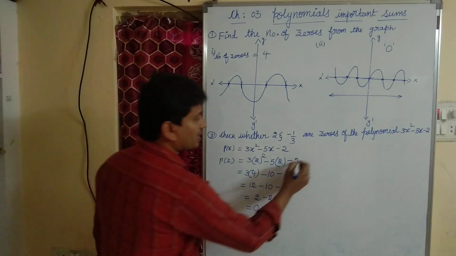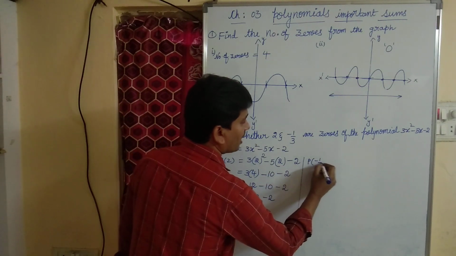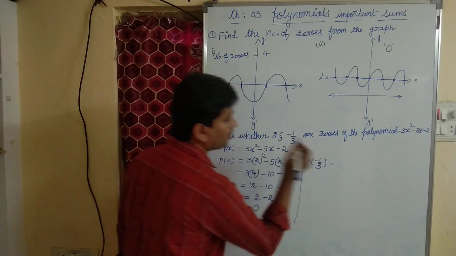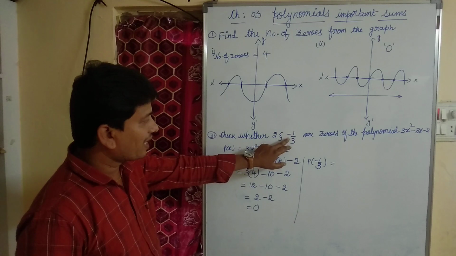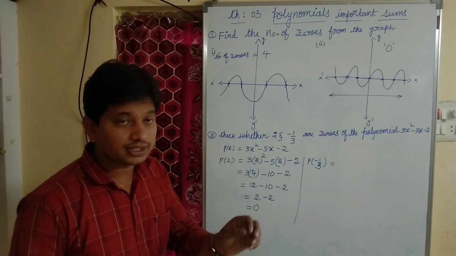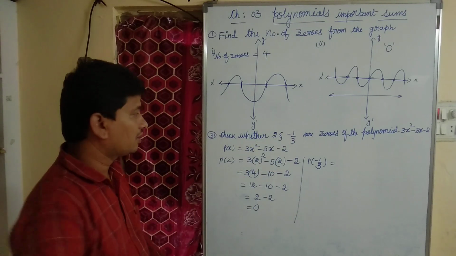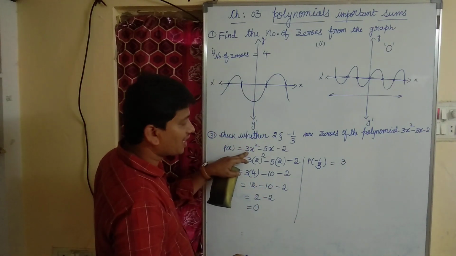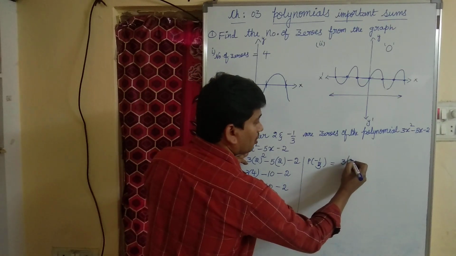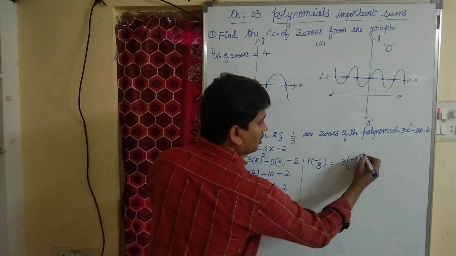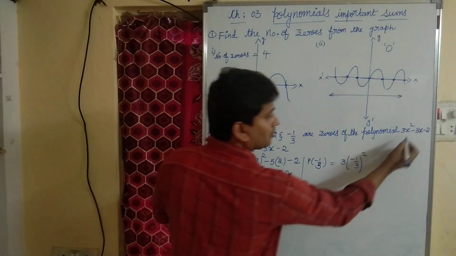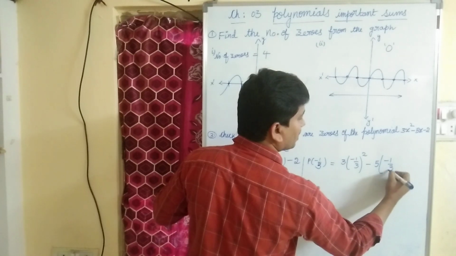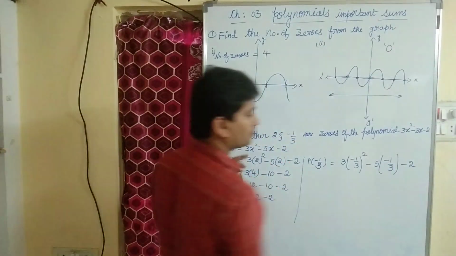Now coming to the second one, that is p of minus 1 by 3. Second one, minus 1 by 3. In place of x, we need to substitute minus 1 by 3. So when we are substituting, be careful. The polynomial is 3x squared, so 3 into x value, minus 1 by 3 whole squared, minus 5 into x value, minus 1 by 3, minus 2.